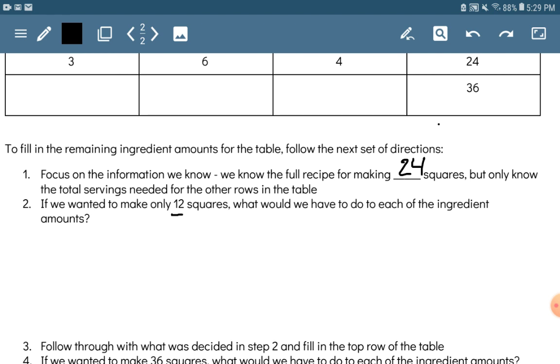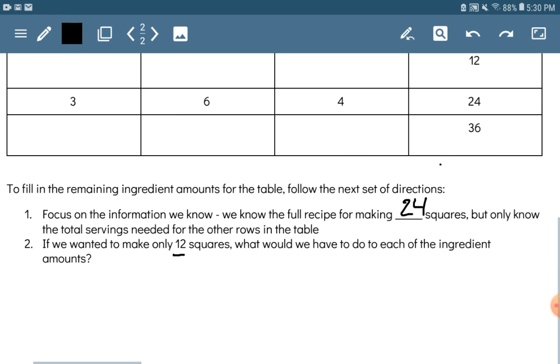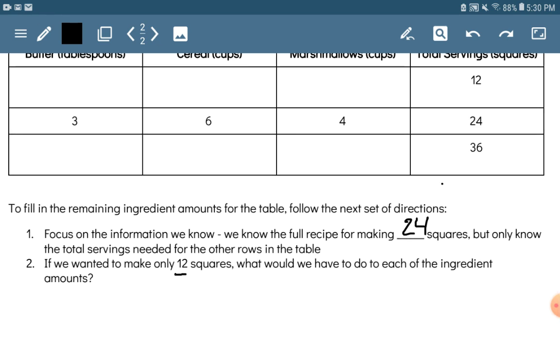I want you to think about what we're going to have to do with each of those ingredient amounts to get 12 squares. First, I want you to think about the total servings. We know how to make 24. I want to make 12. What you need to start considering is how can you turn a 24 into 12? The first thing you should notice is we are getting a smaller amount. We want to go smaller. Whenever we want to go smaller, you should be thinking division. What can you divide 24 by to get 12? Eventually, you should come to the conclusion that you need to divide by 2.